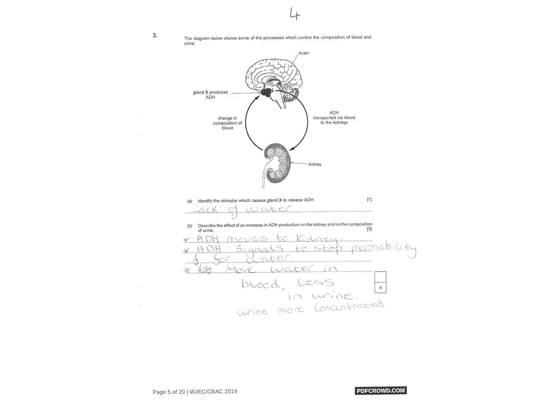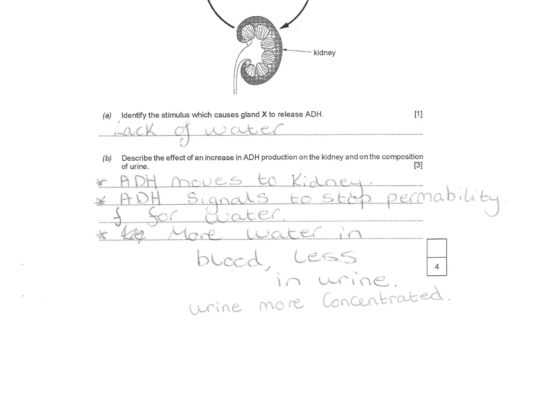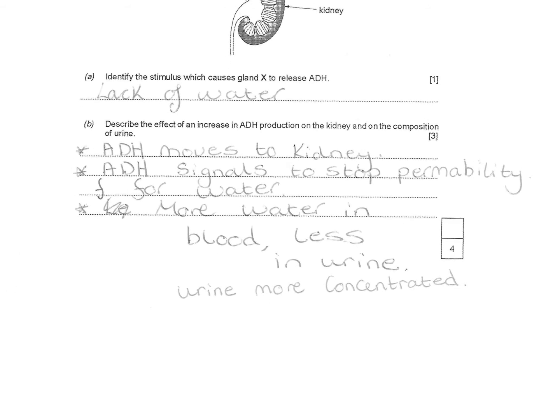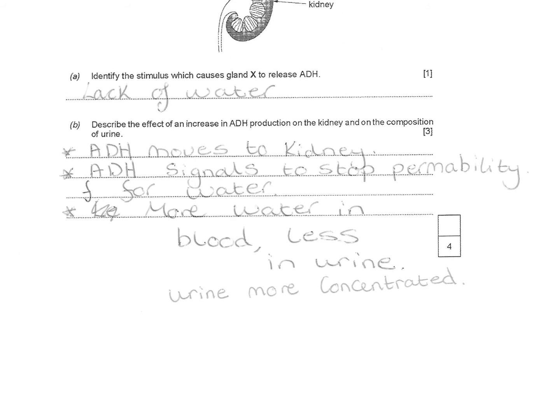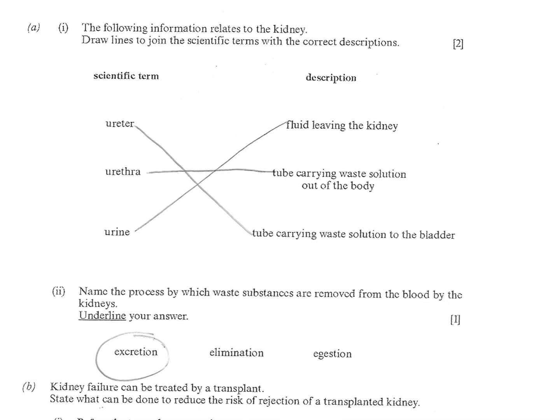Identify the stimulus that causes X to release ADH: a lack of water. Describe the effect of an increase of ADH production on the kidney and the composition of urine. ADH moves to the kidney. ADH signals to increase the permeability to water, so more water is reabsorbed by the blood. So more water goes into the blood, less in the urine, so urine becomes more concentrated. Little diagram here.